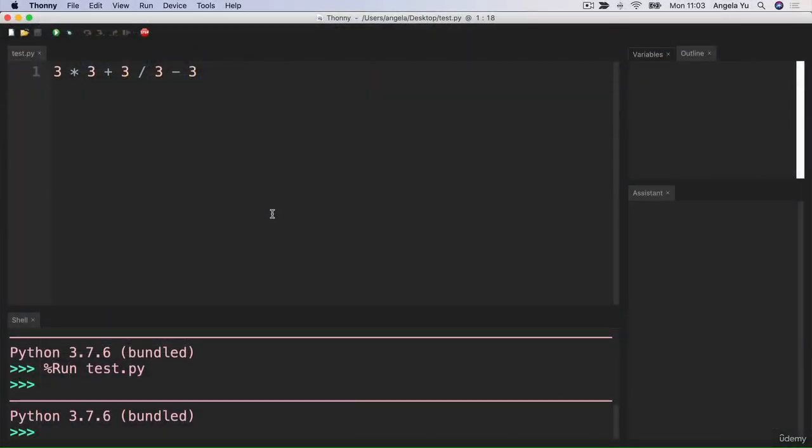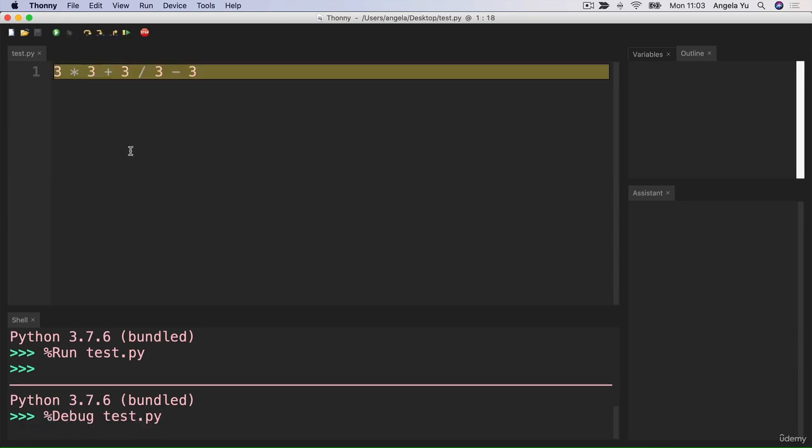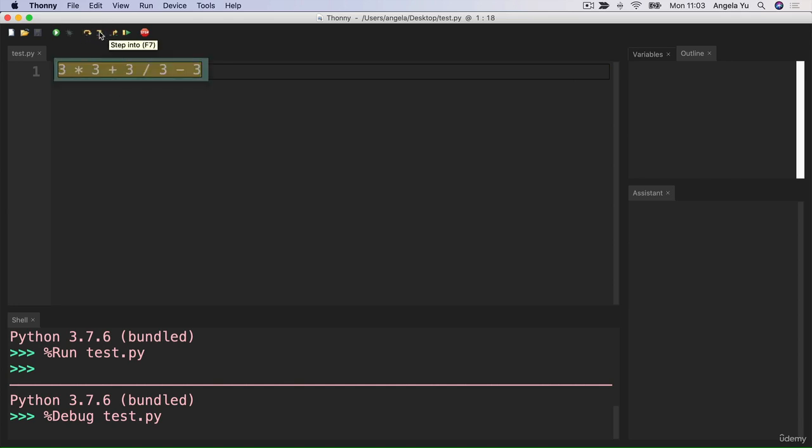Now, if math is not your strong point, don't worry, it's not mine either, and you're the sort of person who would prefer to see it visualized, then I recommend, again, putting this line of code in Thonny, and then go ahead and clicking on the debugging symbol, and then just step into, so press F7 or this button multiple times, and you'll see it evaluate this line of code step by step. So first it looks at the entire thing, and then it goes from left to right.